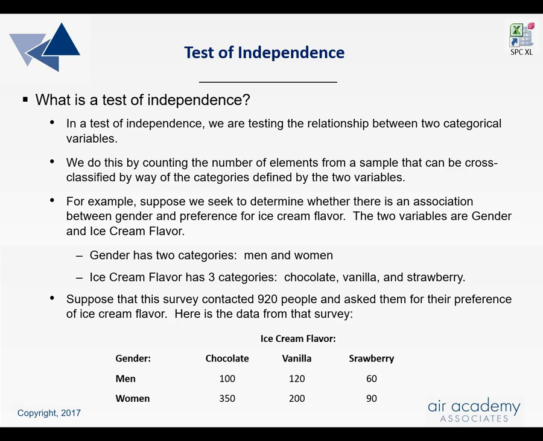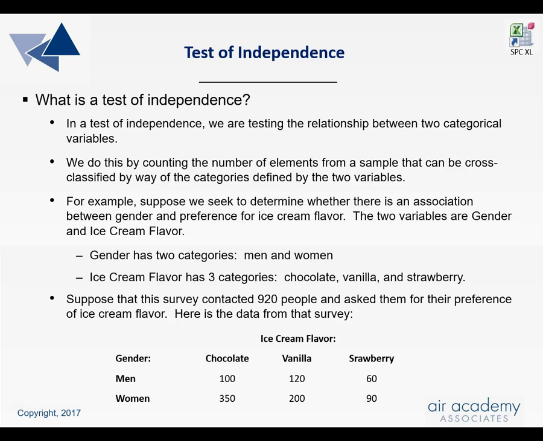For example, suppose we seek to determine whether there is an association or a relationship between gender and preference for flavor of ice cream. The two variables are gender and ice cream flavor. Gender has two categories, men and women. Ice cream flavor has three categories, chocolate, vanilla, and strawberry. Suppose this survey contacted 920 people and asked them for their preference of ice cream flavor.